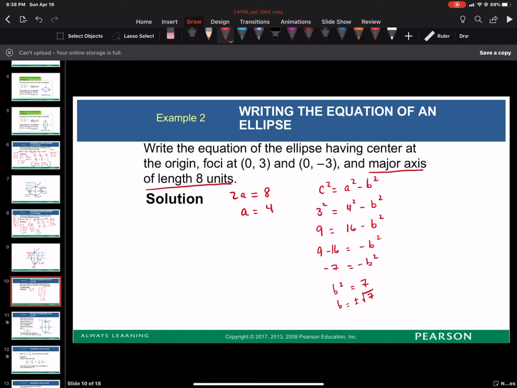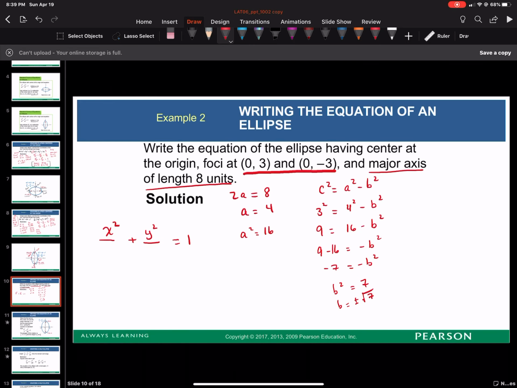All right. So we know that A squared would just be 16. So we're going to use this, right? So we got X squared plus Y squared. Now we have to figure out where it goes. But now we really do know where it goes because our foci points show us what type of graph it is.